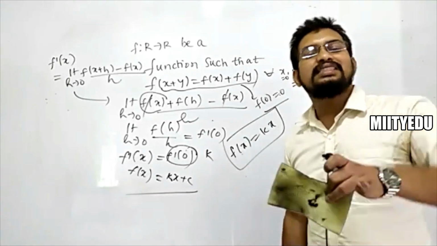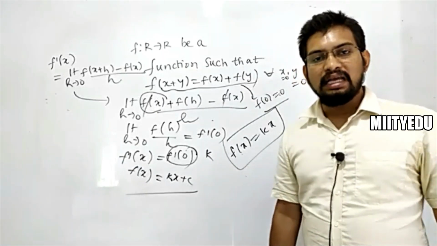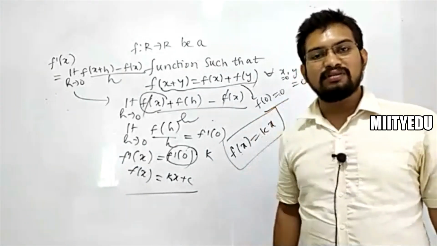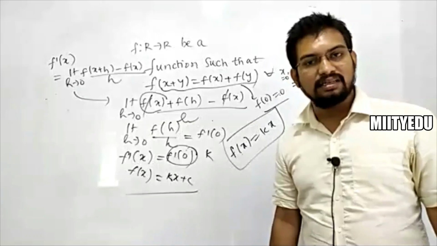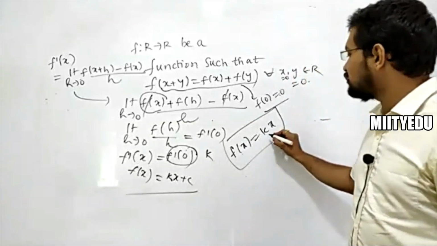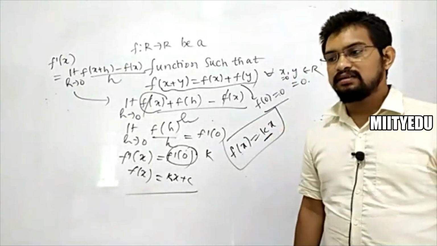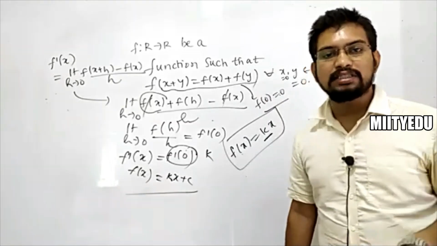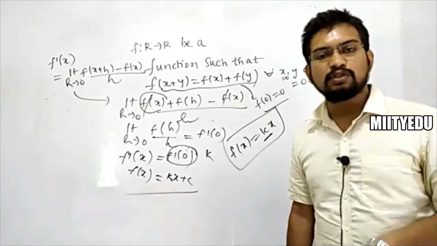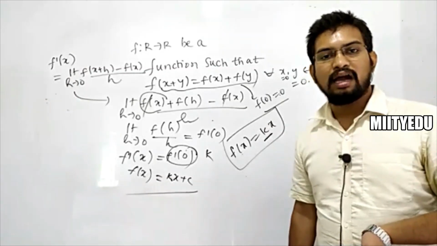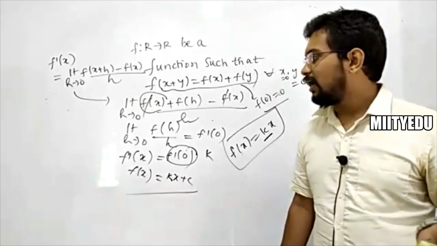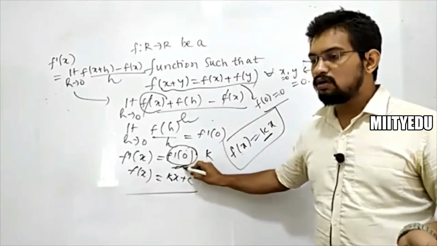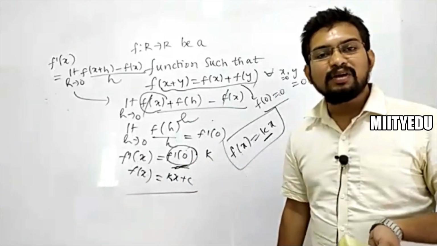Now when will this linear function exist? This linear function will exist when k exists, so for the existence of the linear function, k has to exist first. And what is k? K is nothing but your f dash 0.